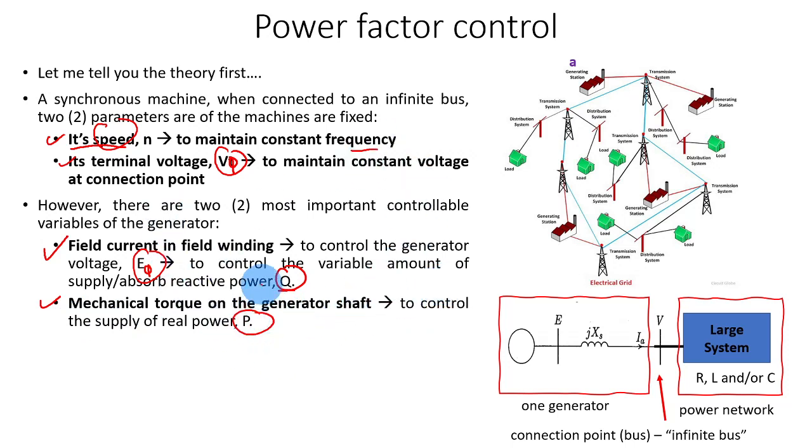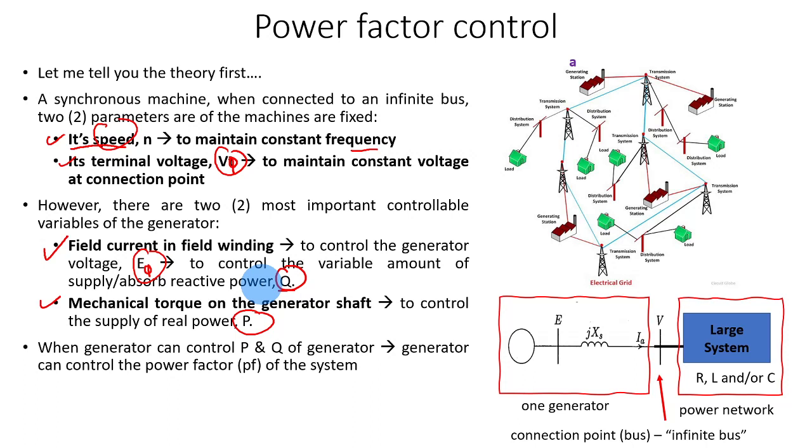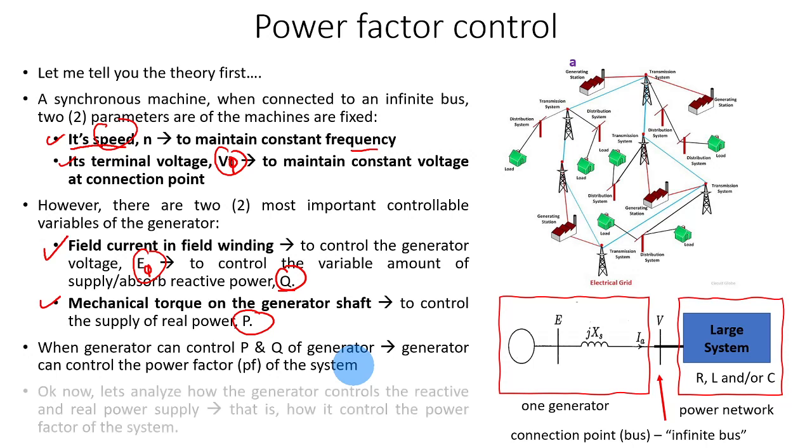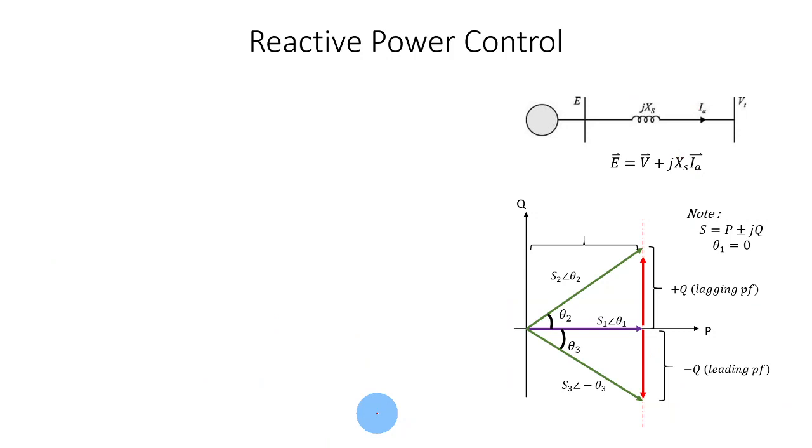We're going to talk more about how we model that in terms of mathematical equations. So basically, when the generator can control P and Q, the generator can control the power factor of the system. It is not like controlling or trying to reduce the power factor. It's basically how the generator reacts to the different power factor of the load. So now let's analyze how the generator controls the reactive and real power supply, basically how it reacts to the power factor of the system. Let's talk about reactive power control first.